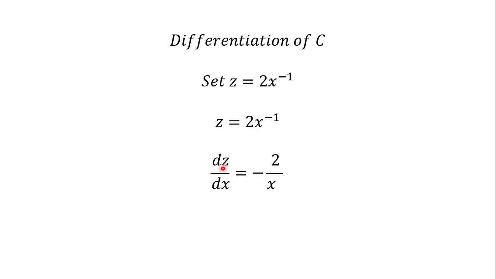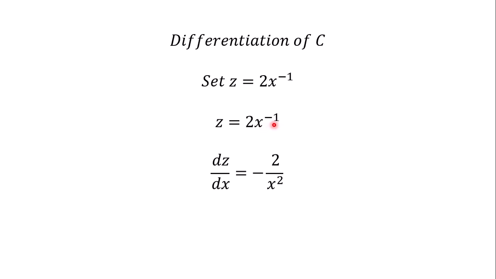Now dz over dx is equal to minus 2 over x squared, and it's so because when you differentiate this one, let's put our focus on the x raised to the power minus 1. The power is minus 1. It's not positive 1, whereby you will get x raised to the power 0 after differentiation. No, the power is minus 1.